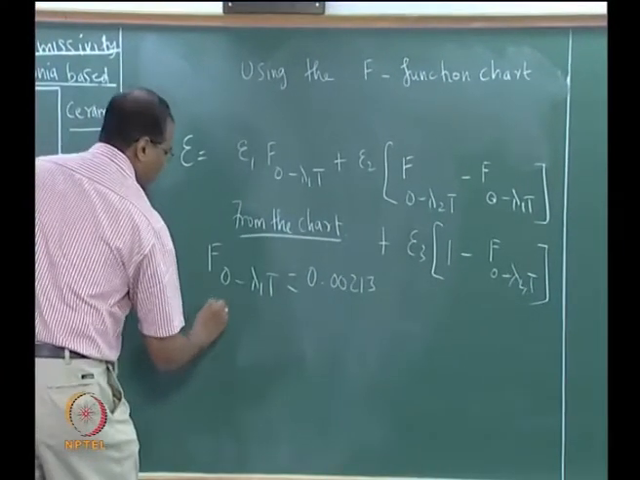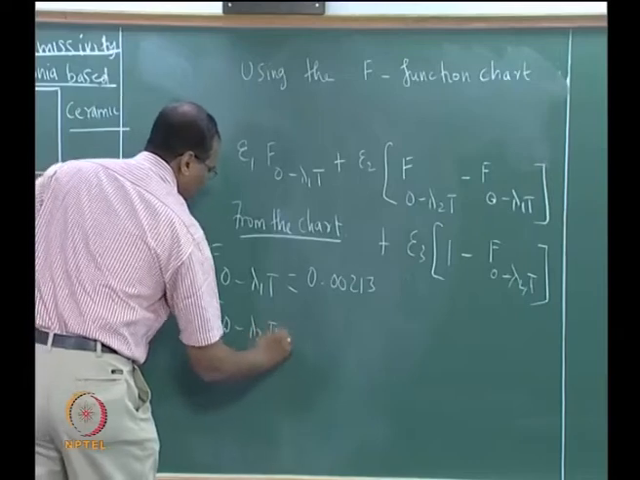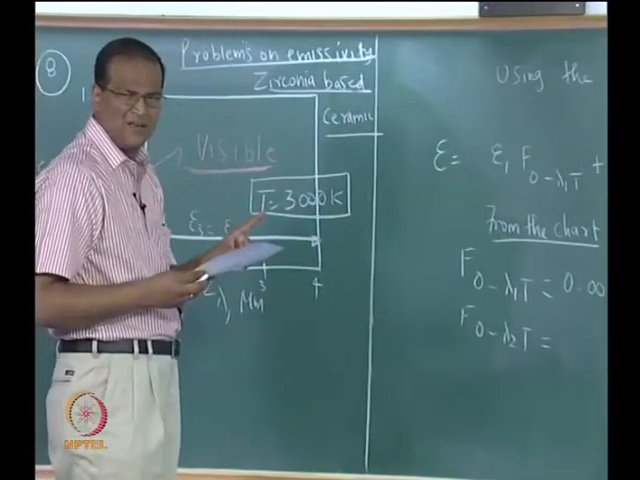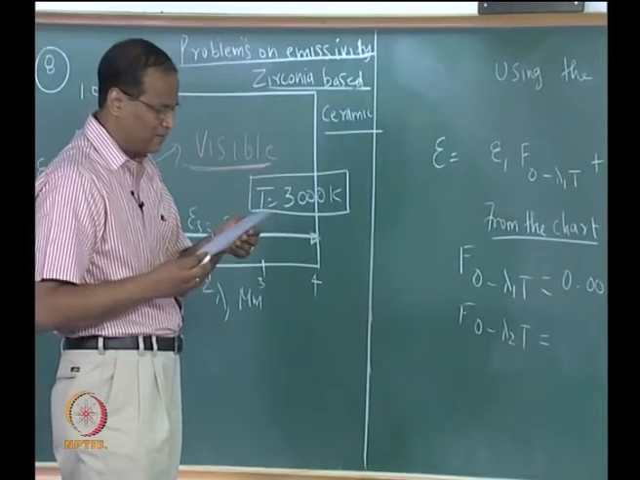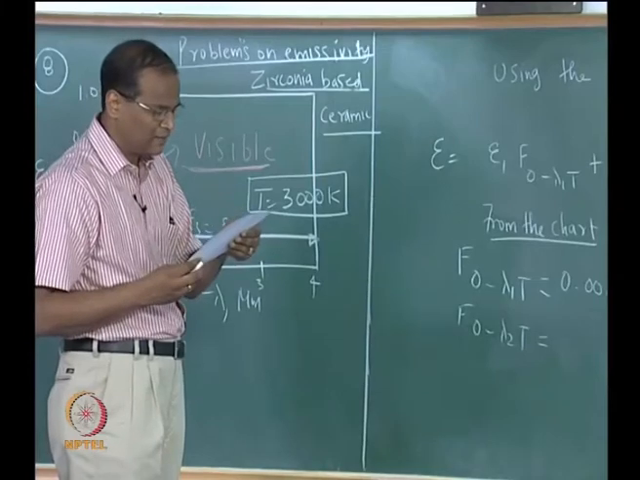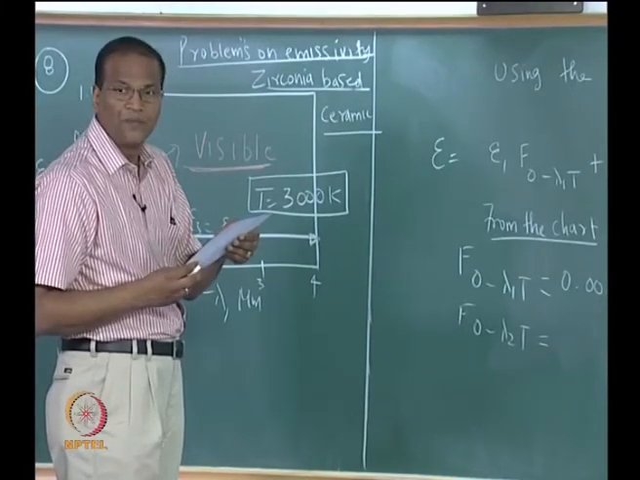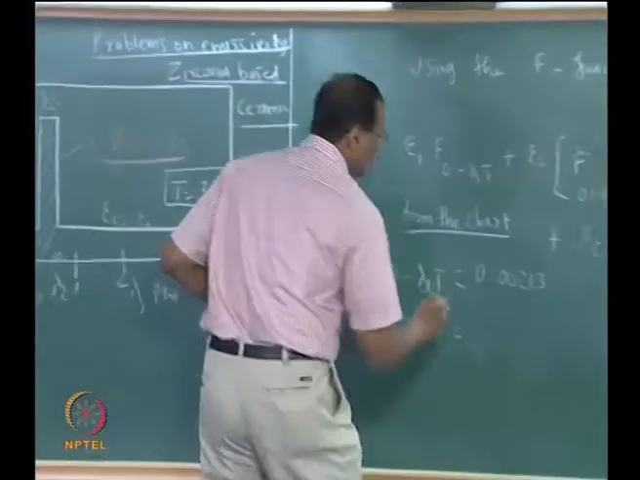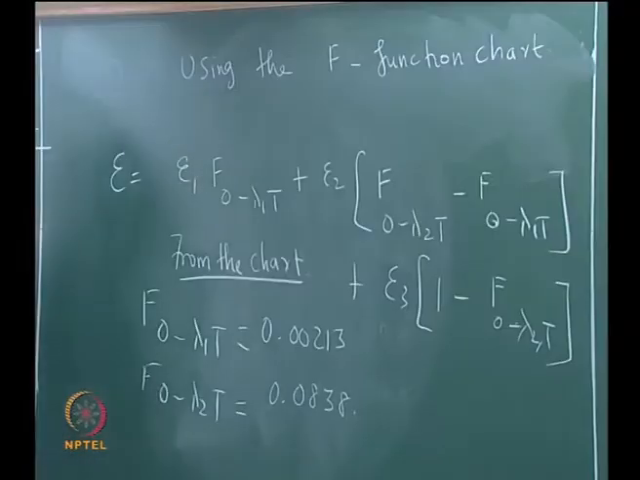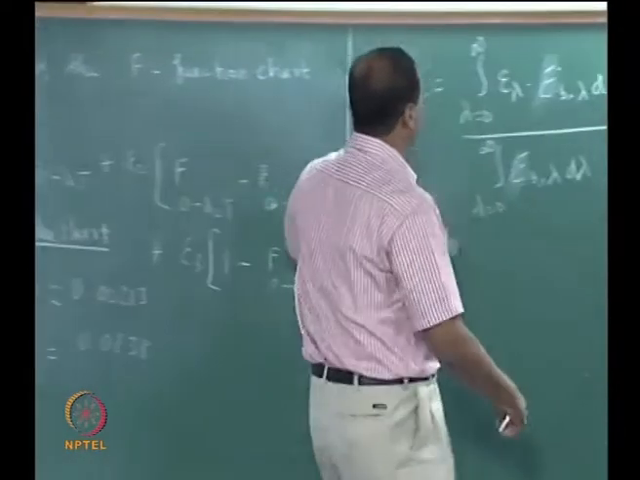F of that is for 0.7, 2100, correct. 2100 you have to do some interpolation. What did you get? 0.08. Okay, so we got these values. Now we will insert all these values into the expression for hemispherical total emissivity.